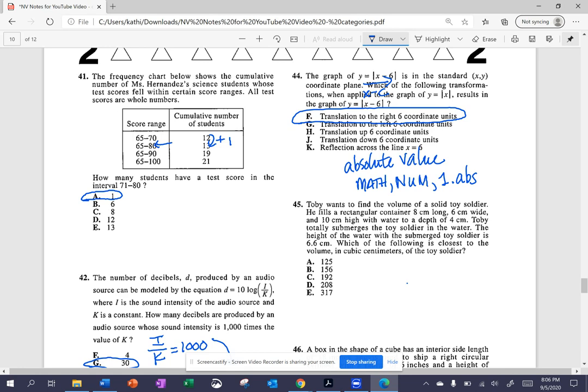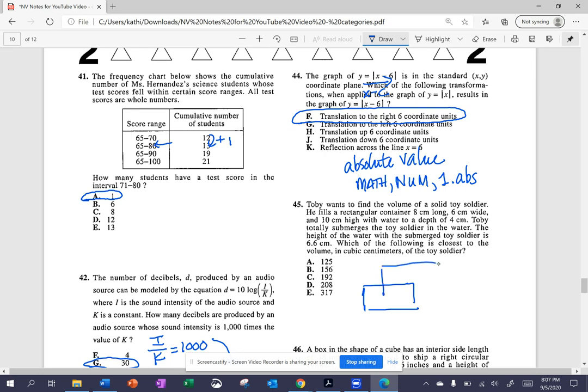45. Toby wants to find the volume of a solid toy soldier. He fills a rectangular container 8 centimeters long, 6 centimeters wide by 10 centimeters high, with water to a depth of 4 centimeters. Toby totally submerges the toy soldier in the water. The height of the water with the submerged toy soldier is 6.6 centimeters. Which of the following is the closest to the volume in cubic centimeters of the toy soldier?